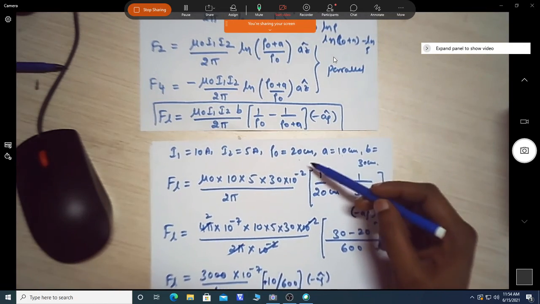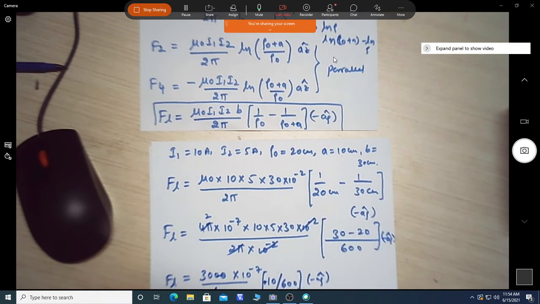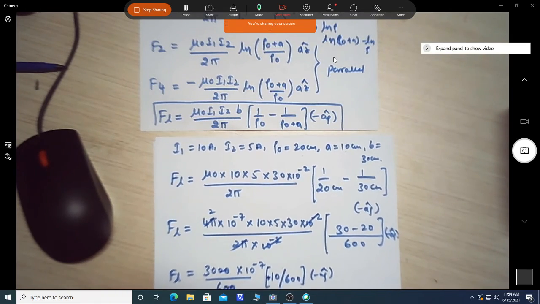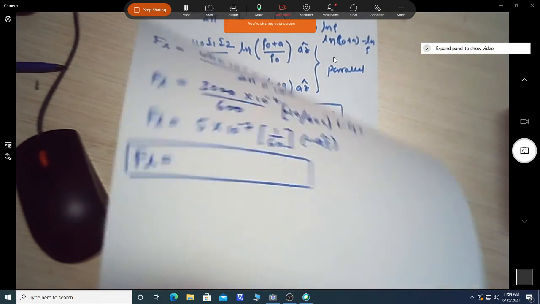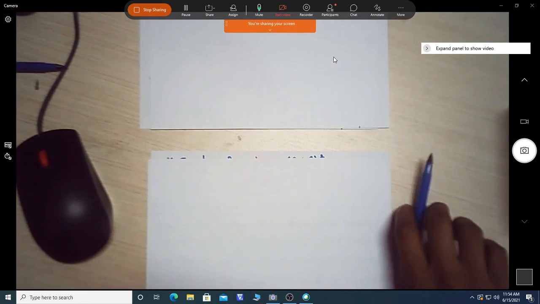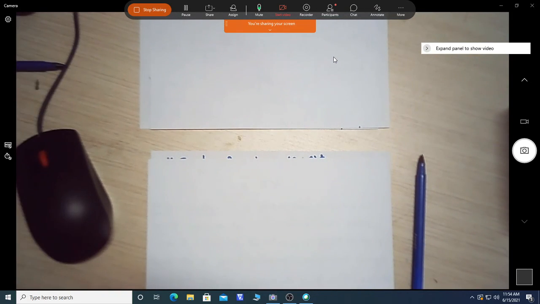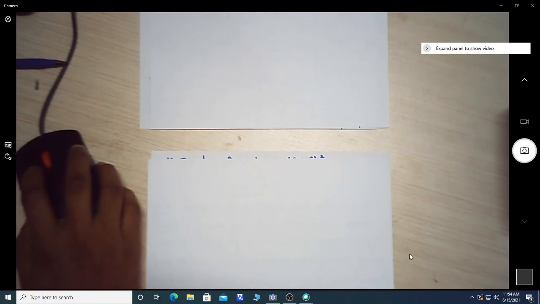If I just take the values like this, this is what the problem is. You can do similar kinds of problems and practice them. If you have any doubt, you can ask.